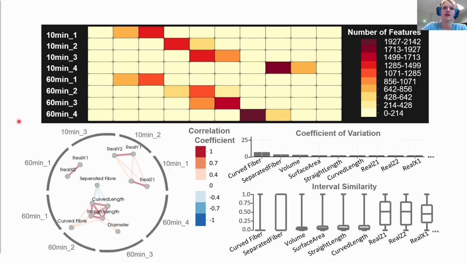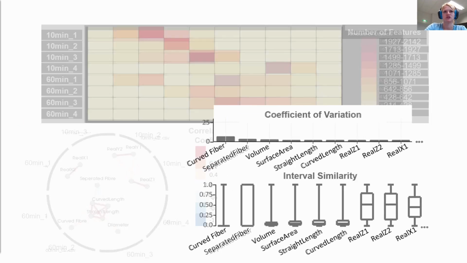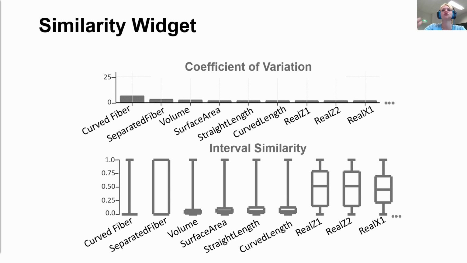So the only problem now of this visualization is we can see where similar groups of fibers are located, but we cannot see why they are similar, or more precisely in which characteristics they are similar. Therefore we added the Similarity Widget. In the Similarity Widget, we can see a bar chart and a box plot.